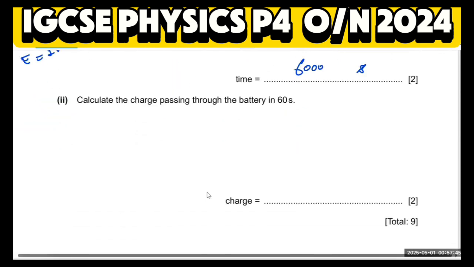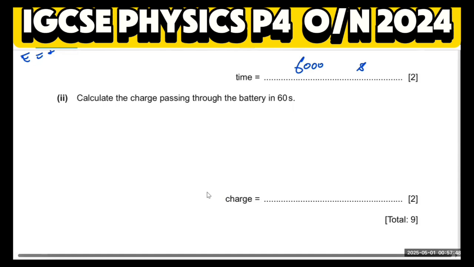Next question, calculate the charge passing through the battery in 60 seconds. So we need to find the charge, represented by Q, and we have a time and we have the current of the secondary. We know that I is equal to Q over T, so charge Q is equal to current multiplied by time. What was the current? 0.63 in the secondary, and time is 60 seconds. So we will get 38. What is the unit of the charge? That is coulomb.